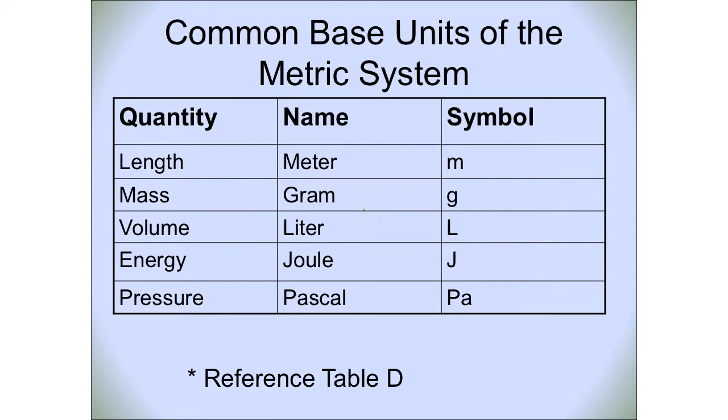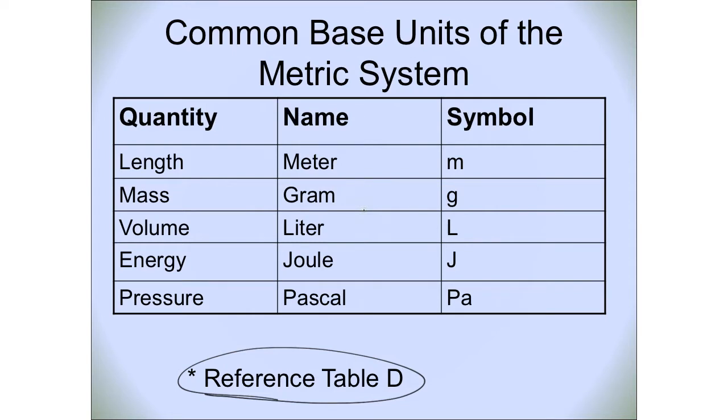All right, common base units of the metric system. Reference table D, we've got length would be meters. We're relatively familiar with that. 1 meter is about 3 1/3 feet. Mass, we're going to be measuring in grams. Sometimes we'll be measuring in kilograms, but gram would be the base unit. Volume is liters. Energy is joule with a capital J. We'll be talking about that a lot throughout the year. And pressure has a couple of different units, but the metric one is Pascal.